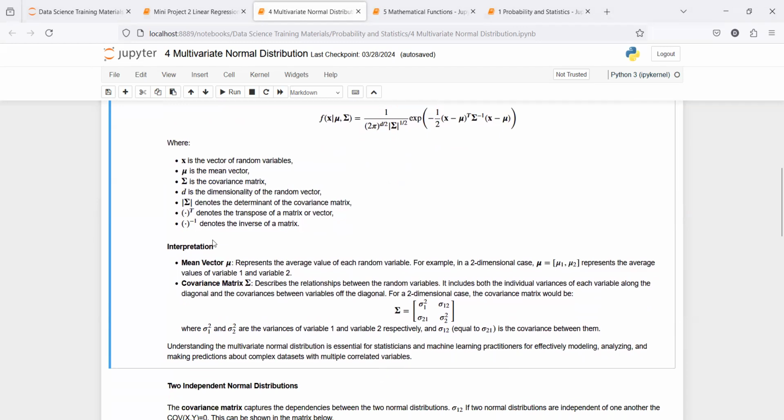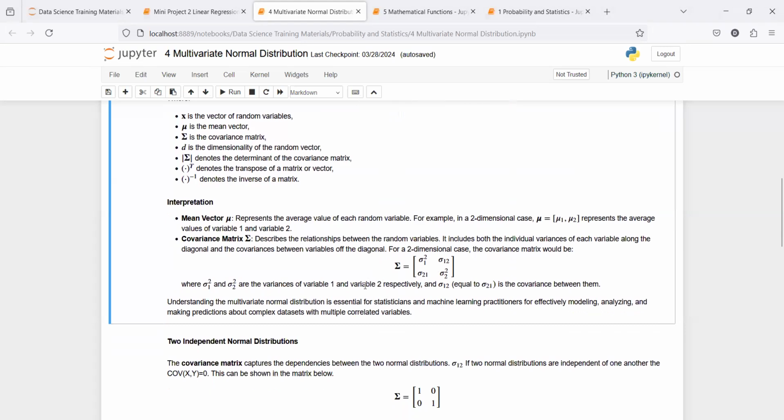So like a quick interpretation, the mean vector mu represents the average value of each random variable. In a two-dimensional case, we have mu1 and mu2 representing the average value of variable 1 and variable 2, okay? The covariance matrix describes the relationships between the random variables. It includes the individual variances of each variable along the diagonal, and we've seen this before. Sigma 1 squared, sigma 2 squared, these are the variances and these are the covariances, okay? And recall that these are equivalent, so they should be equal on the off diagonal.